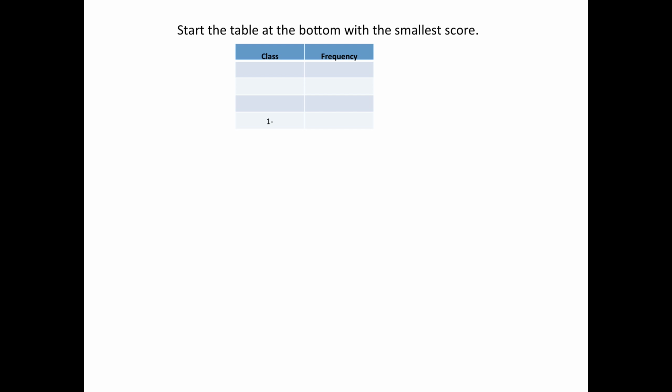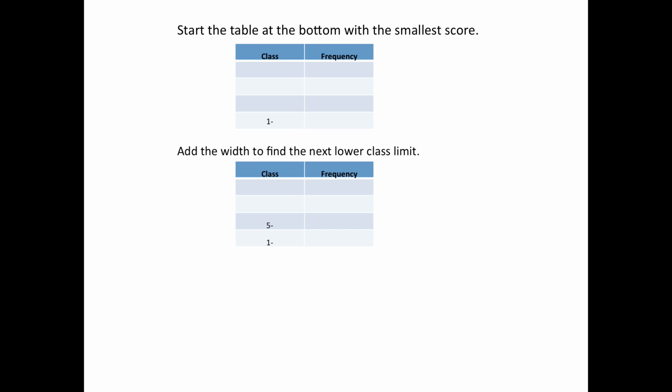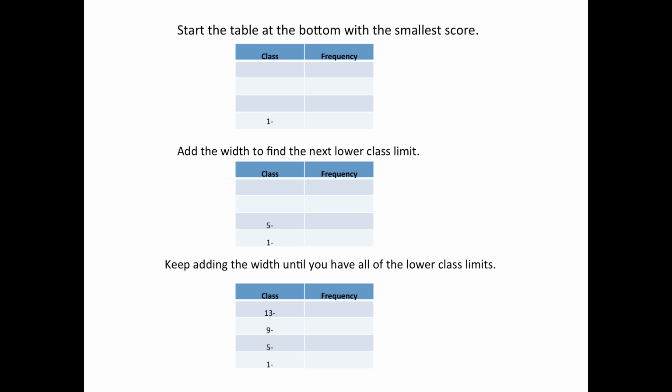Okay, so now to make the table. You start with the very smallest score and you put that at the bottom. The smallest was a 1. Then you take the class width and you add it to that. That's going to give you the start of the next class. And then you do that again. You get to 9. You do that again. You get to 13. So you just add 4, our class width, each time.